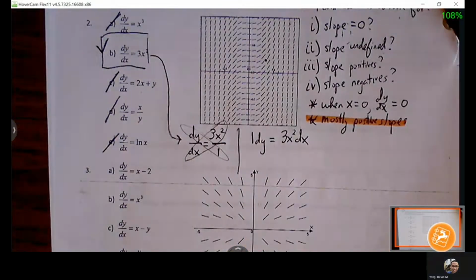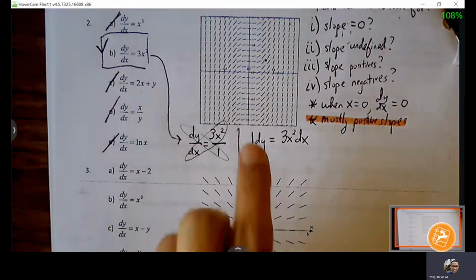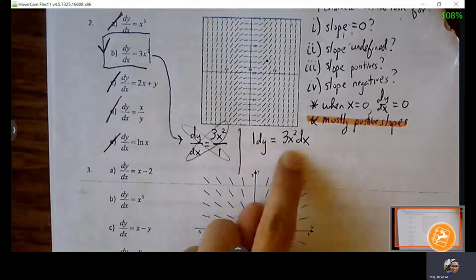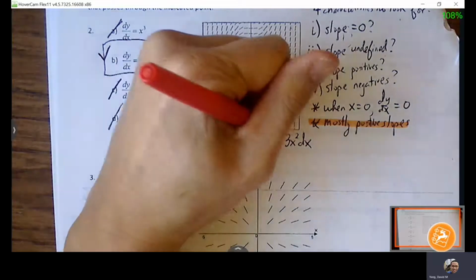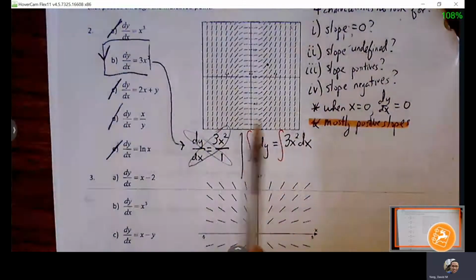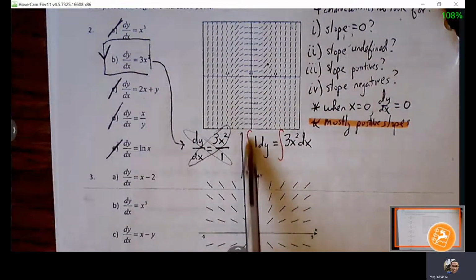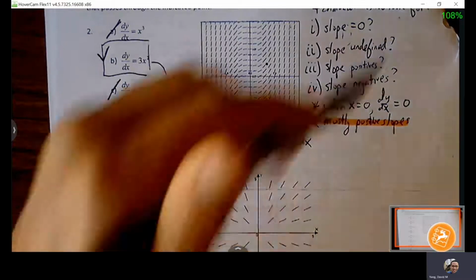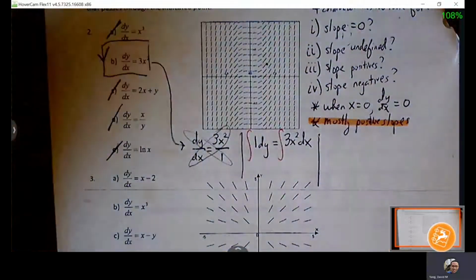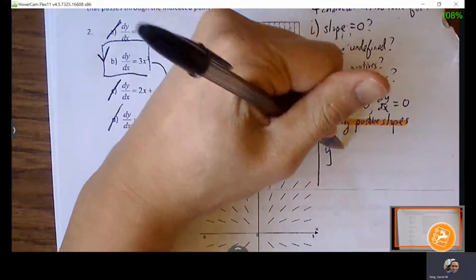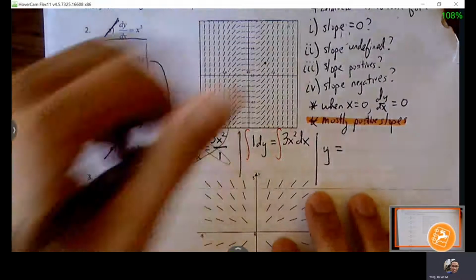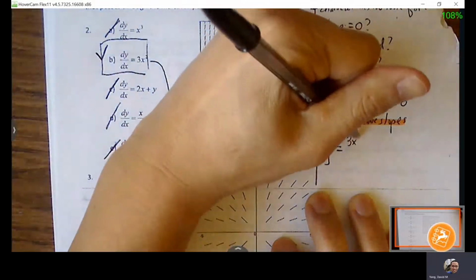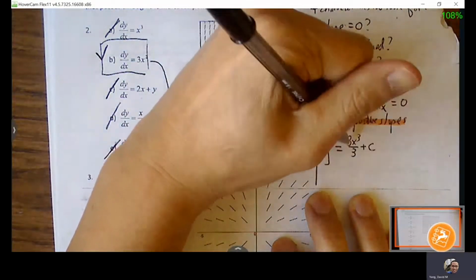Now, do we have full separation of variables? Yes. Y is on the left, x is on the right. The left side is as minimal as possible. We can't move anything back over to the right side, so we're good. We can take the integral of both sides. Do one side at a time. What's the integral of 1 dy? Just y. There's a plus c, but that plus c we'll save for the right side. What does 3x squared turn into? Good. The threes cancel out.